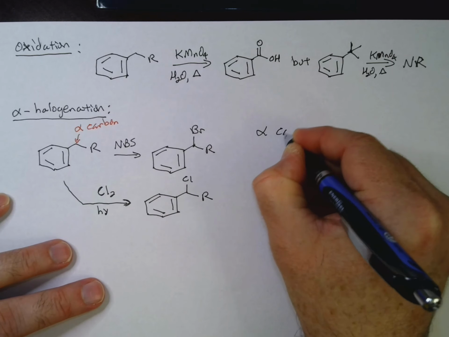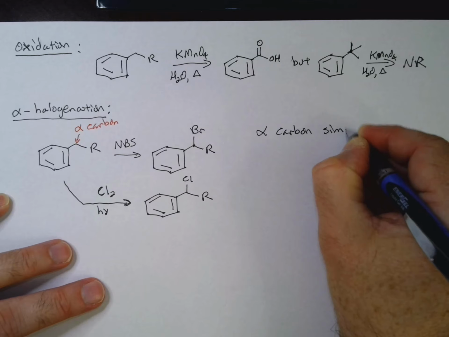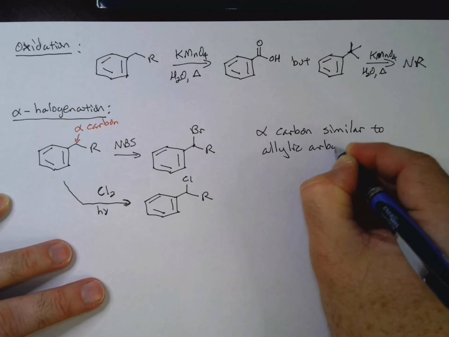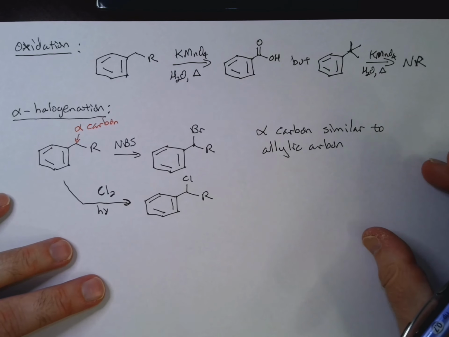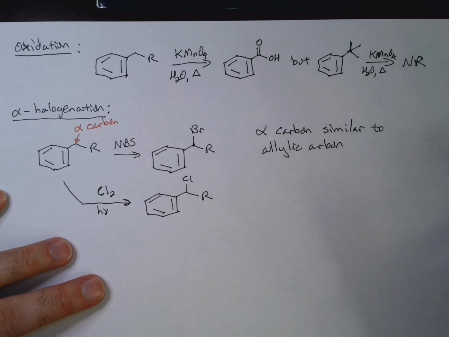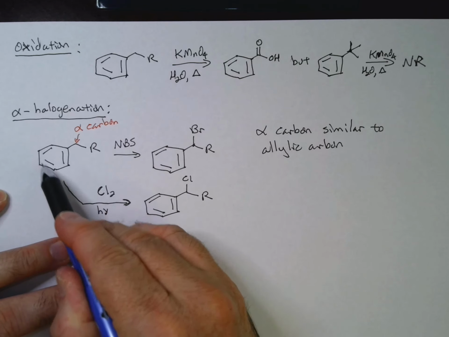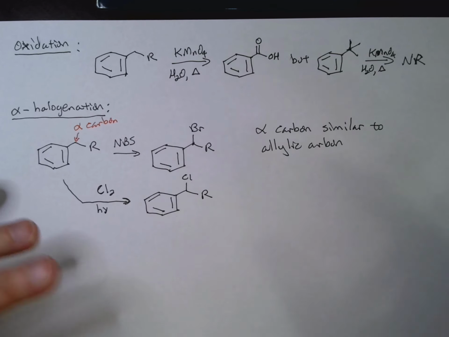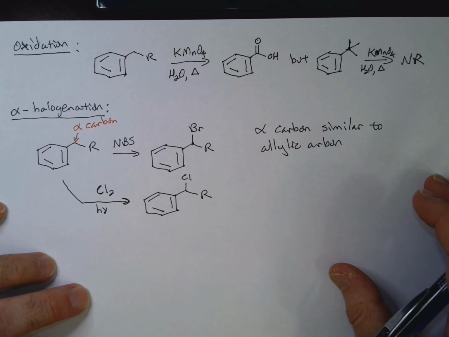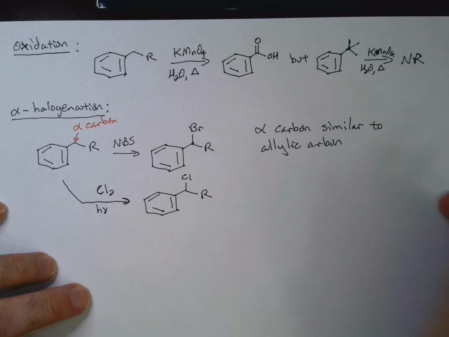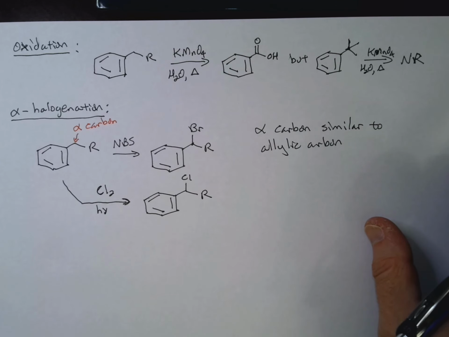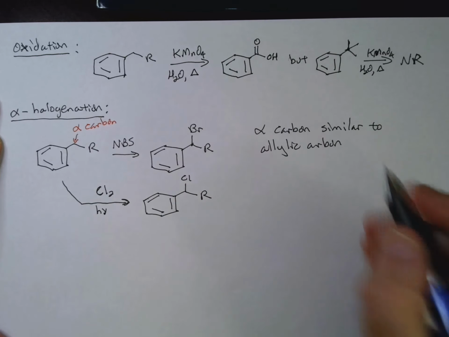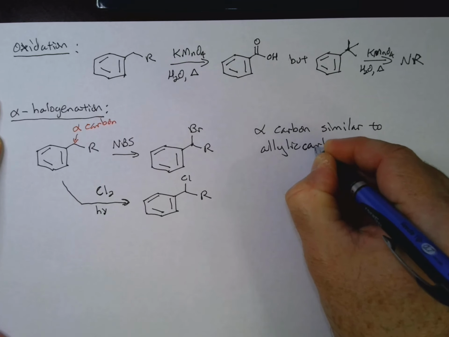So I'll just mention here, alpha carbon, similar to allylic carbon. And so you can go ahead and draw resonance structures for the radical intermediate and see that the radical ends up getting delocalized on different carbons in the ring, and that helps stabilize the radical intermediate, which makes the reaction proceed. Okay, and again, that's sort of similar to the allylic carbon. Sorry about that.